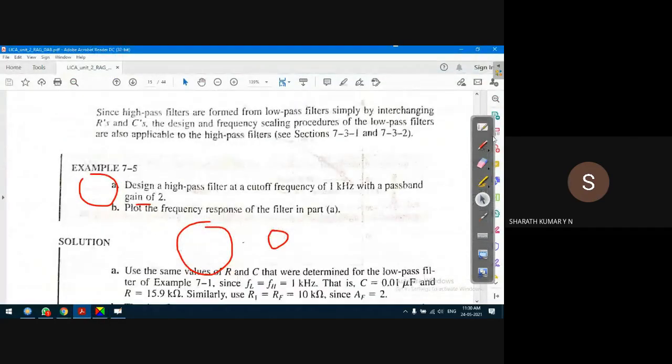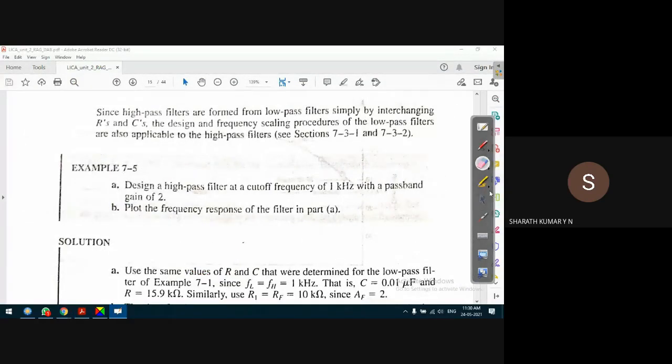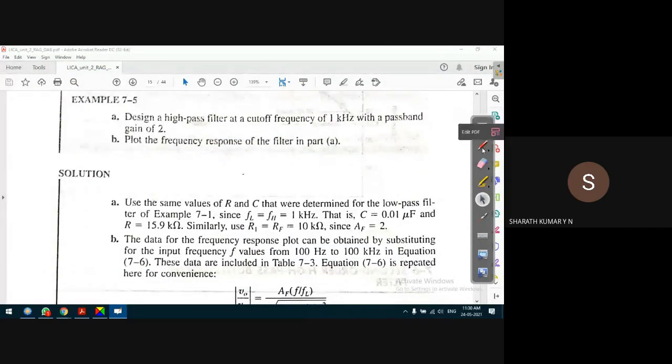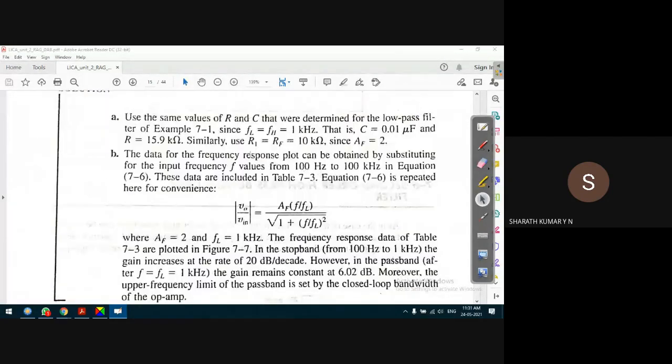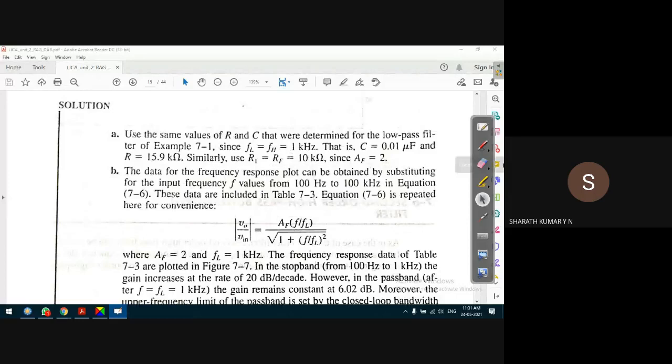Okay, a small design example: for a cutoff frequency of 1 kilohertz and a pass band gain of 2, we have to design a high pass filter using the RC combination. The values remain the same as in the earlier example 7.1. So the RC combination is the same, FL and FH are the same, 1 kilohertz. C is taken as 0.01 microfarad, the standard value, and R is calculated to be 15.9 kilo ohm, just like in that example.